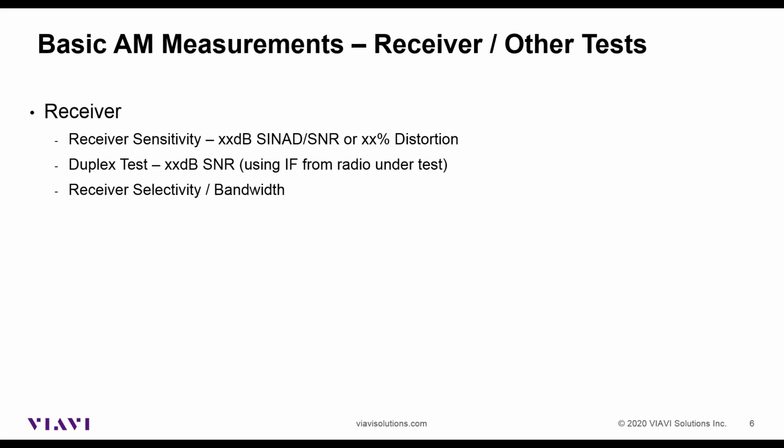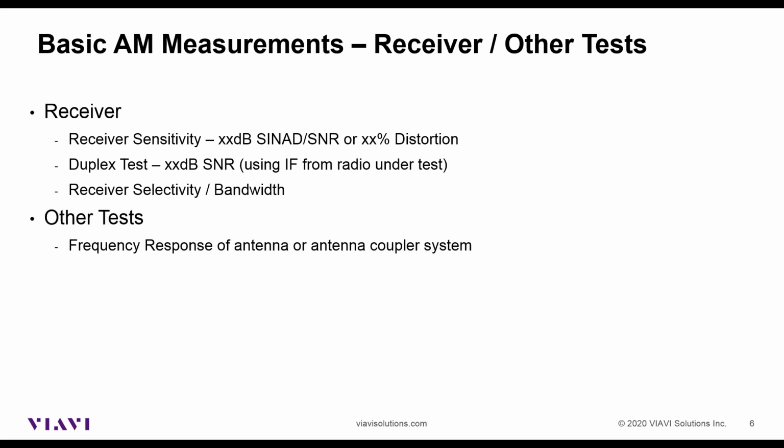We might want to look at receiver selectivity or bandwidth of the receiver, and again, I'll show you how we can do that. And then other tests we might want to do, just like with FM and digital radios, we might want to check the antenna or the coupler system if we're coupling the signal into an antenna system. We might want to check the frequency response of those components, and we might want to use the tracking generator to tune filters, maybe to tune a notch or the passband, or look at duplexes, diplexes, those types of things, either for verification or tuning.